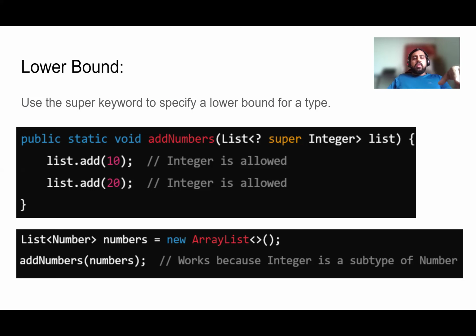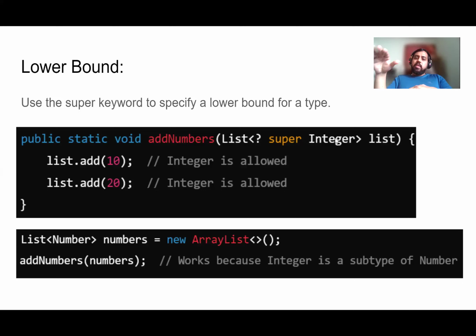We can use the super keyword to specify a lower bound of a type. Suppose I'm creating a method, public static void addNumbers, which will accept a list, but the type of list it will accept is question mark super of Integer. What is this question mark? This is a wildcard, I will talk about it next. Question mark super of Integer means it will accept Integer at the lowest level, the lower bound.